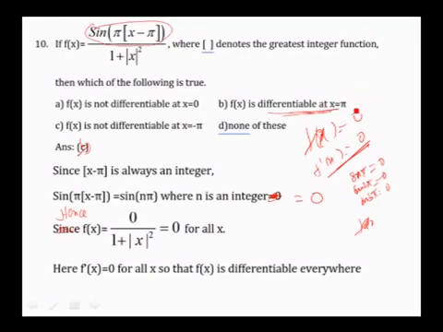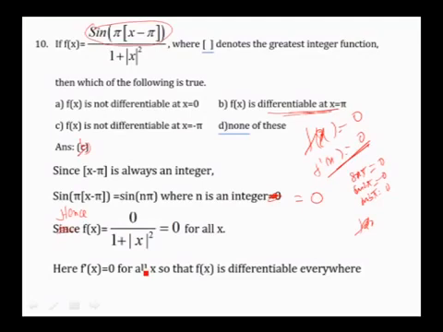Because, as I said, the numerator becomes 0, and the denominator, 1 plus mod x square, is never 0. So it is 0 for all x. Therefore f'(x) is equal to 0 for all x, and so it is differentiable everywhere.